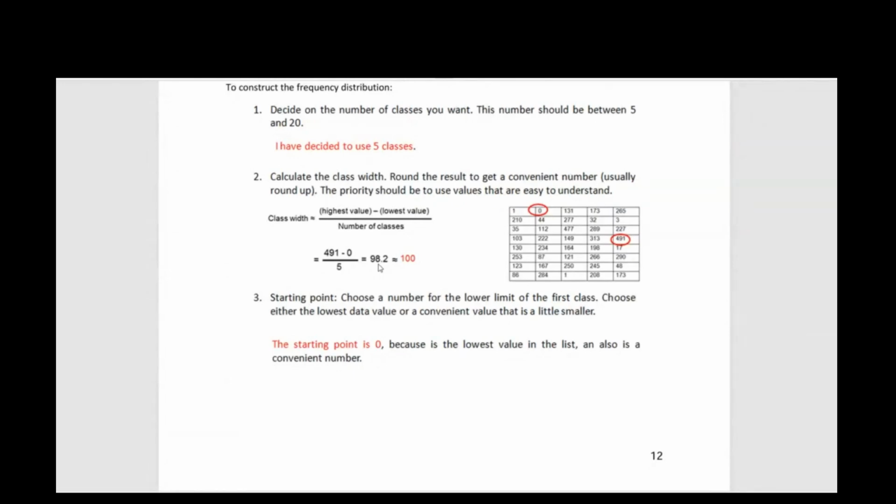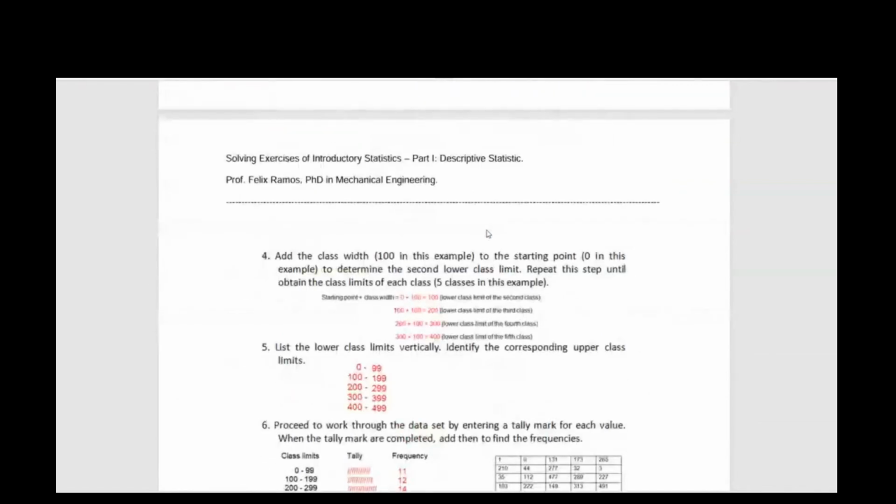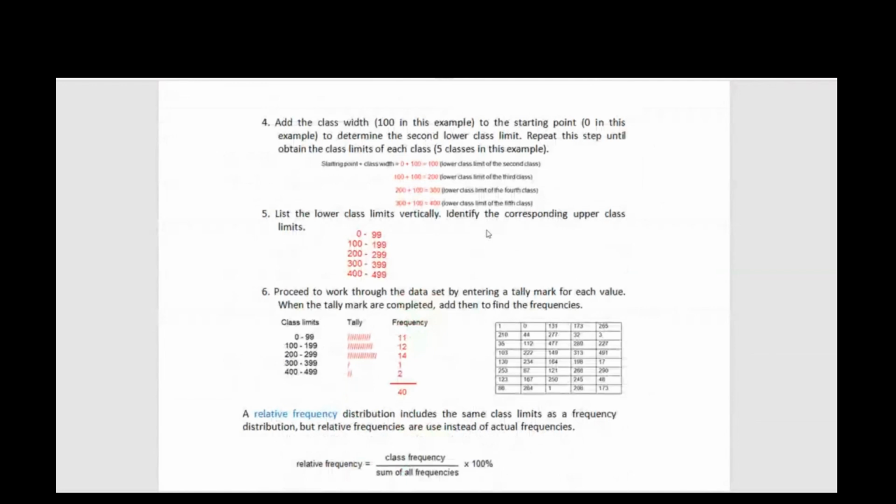As 0 is my lowest number, that would be the starting point to define my classes in this case. So once I have my starting point, I would be adding the class width to the starting point.